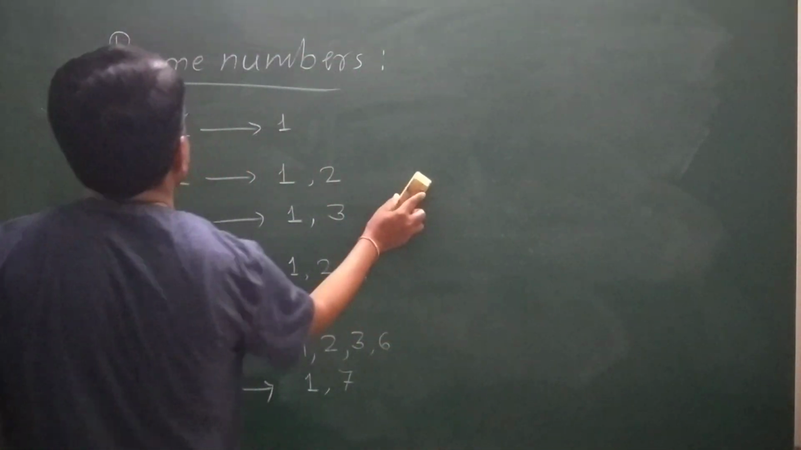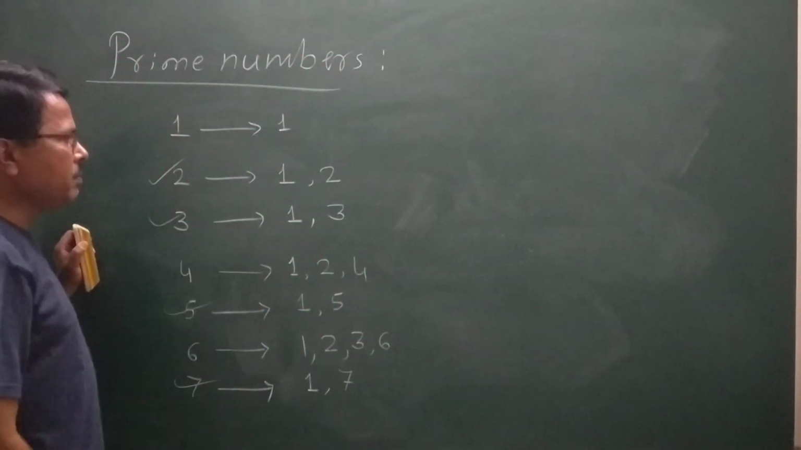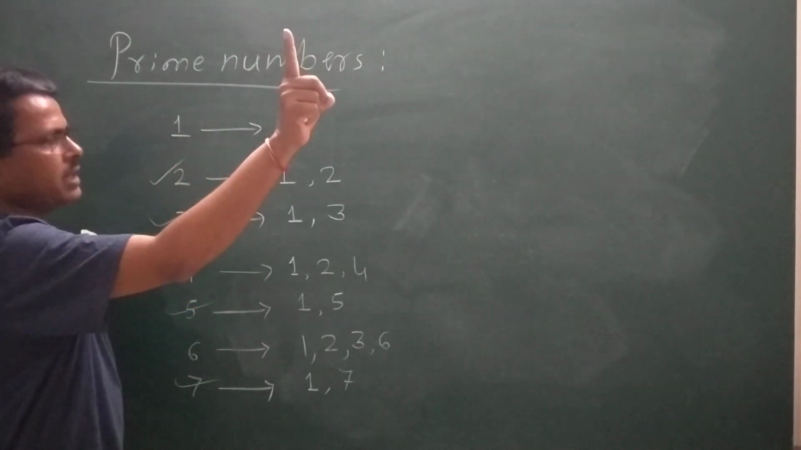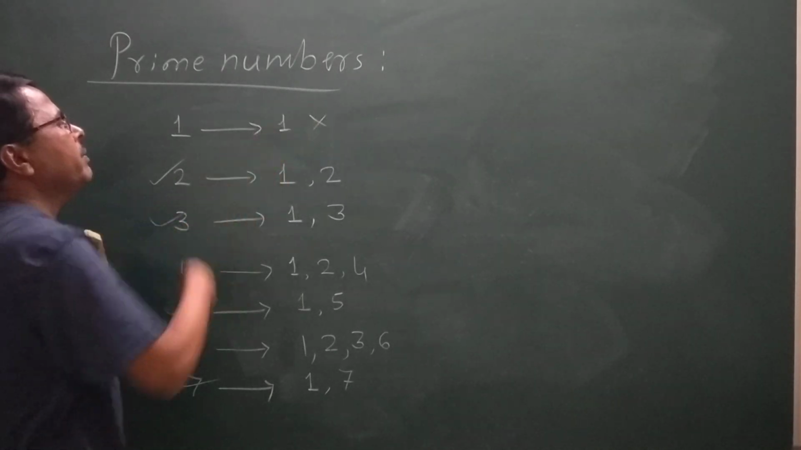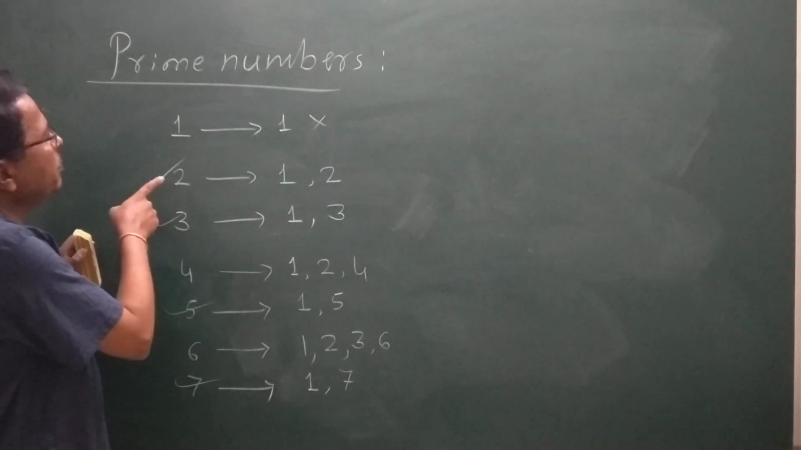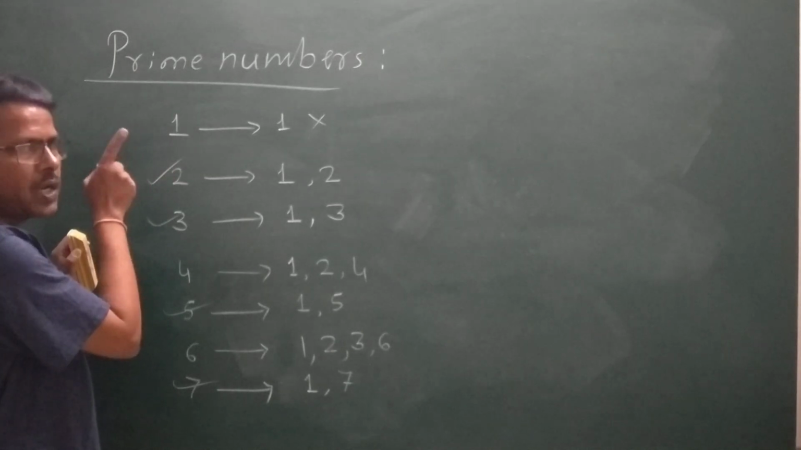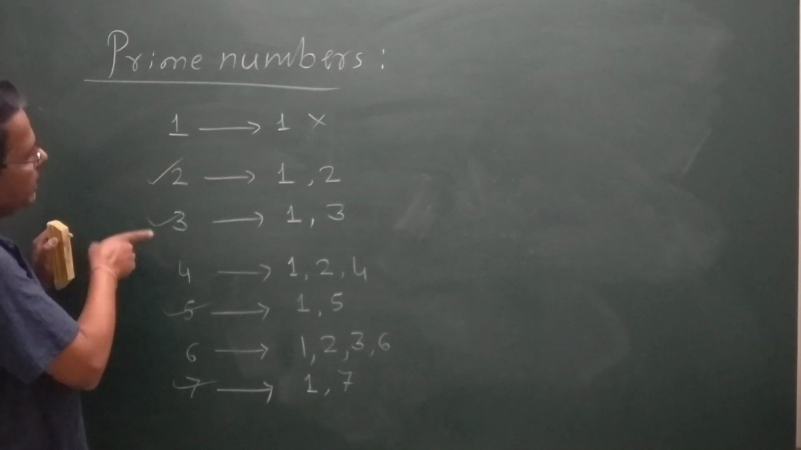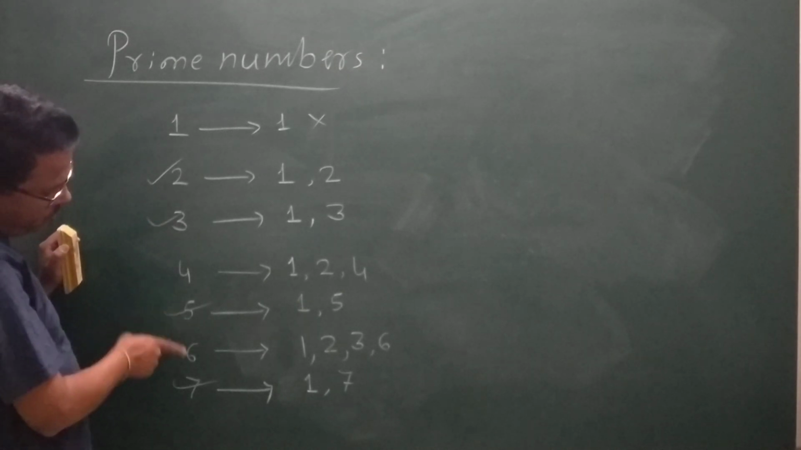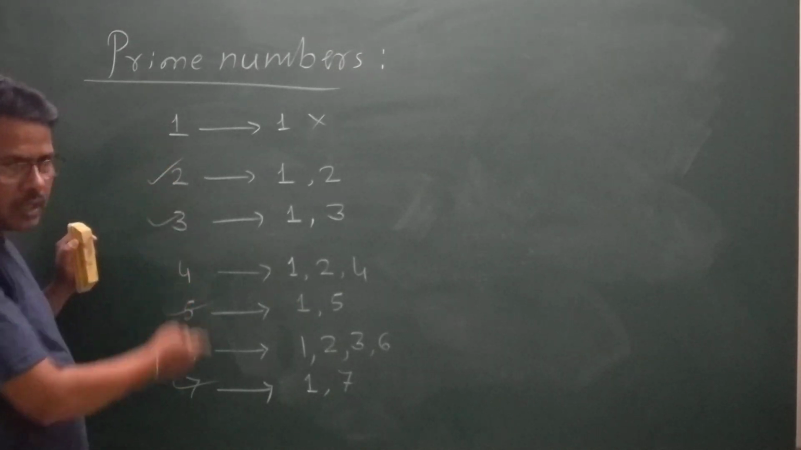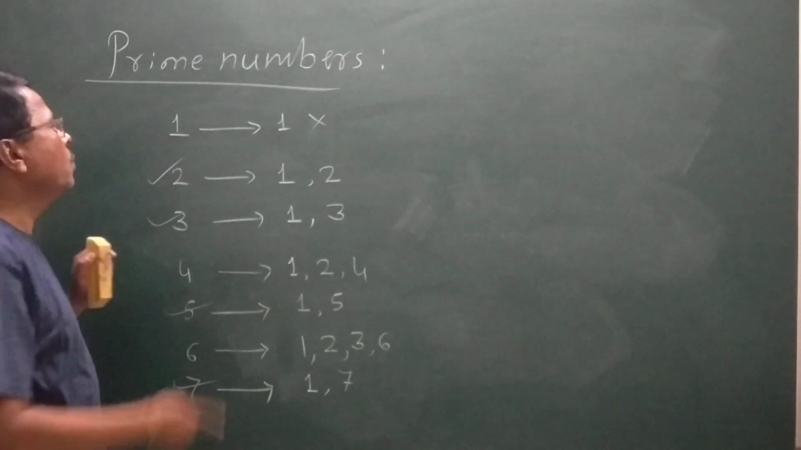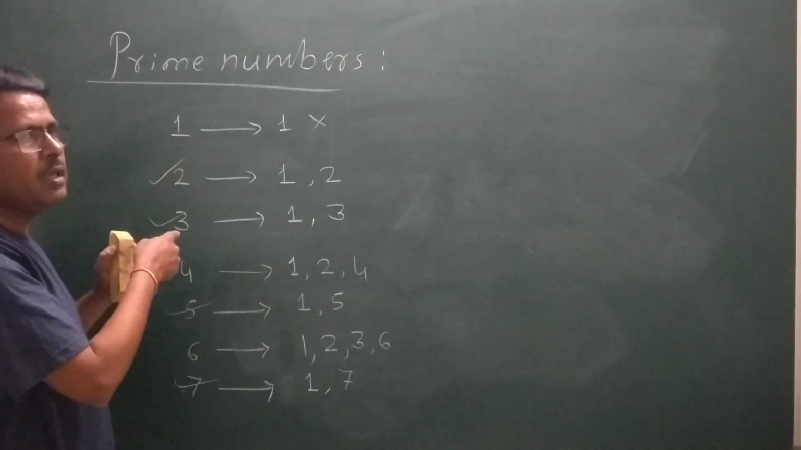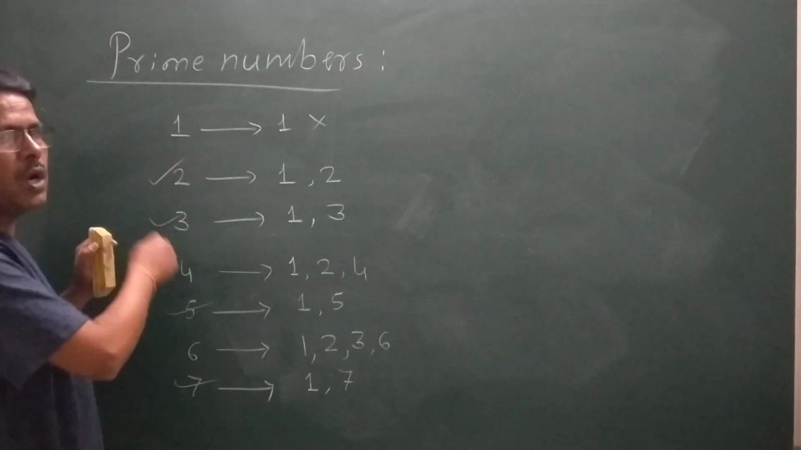Now we shall list all the prime numbers. Here 1 has only one factor, therefore this is not a prime number. So the first prime number is 2, the smallest prime number is 2. The remaining primes 3, 5, 7 are all odd numbers. 2 is an even prime number. 2 is the smallest even prime number.